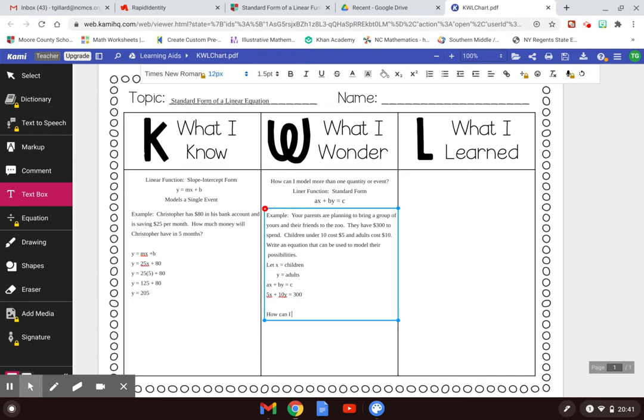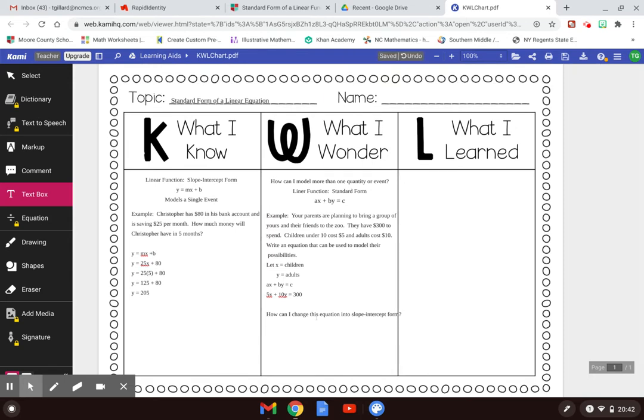how can I change this equation into slope-intercept form? Because what you want to remember here is that we are looking for the possibilities that we have. And one of the ways that we can find the possibilities that we have is to change this to slope-intercept form and to graph this particular equation in slope-intercept form, and that will model for us the various possibilities on a line. Okay, so here's how we're going to change this into slope-intercept form.